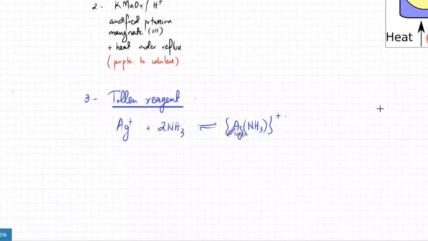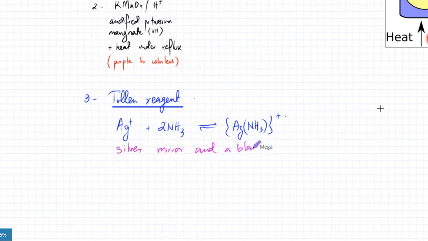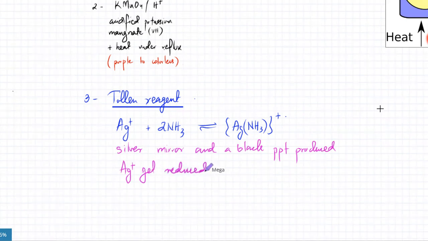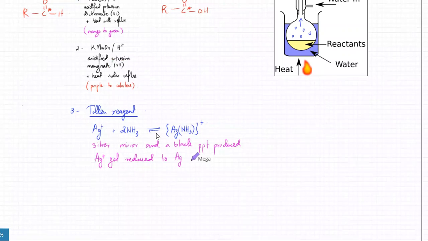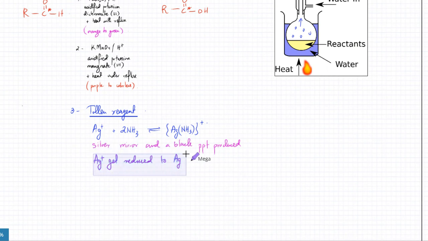What it does is that the observations would be silver metal would be produced, and a black precipitate is produced. What happens to the silver is that the Ag plus ions get reduced to silver. So when you use a Tollens reagent, what you're seeing is a silvery mirror in the solution. You're seeing silver getting formed on the top layer. Silver is very shiny, which is why you call it a silver mirror. There's a solution in front of you, and on top, there's a silver layer forming on top of the solution, so you start calling it a silver mirror.